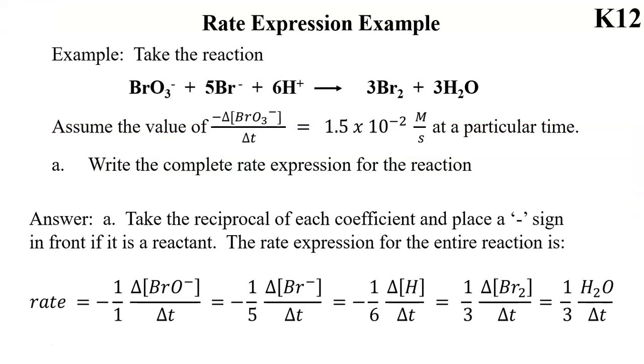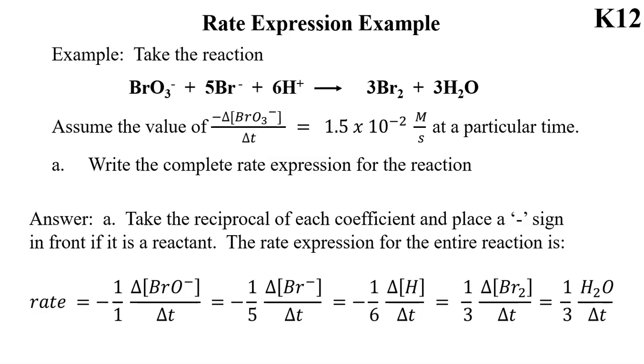Okay, so here's an example of some actual chemicals. So take the reaction BrO3 plus 5Br plus 6H gives you 3Br2 plus 3H2O. And now the question is saying, assume that the value of negative change in BrO3 per time, so that's the rate and has a negative sign in front of it because it's a reactant, is equal to 1.5 times 10 to the minus 2 molar per second. Again, that's moles per liter per second at a particular time. So the first statement is, write the complete rate expression.